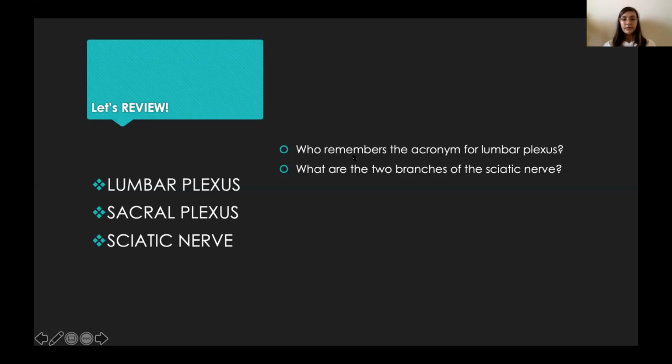The first one is, who remembers the acronym for the lumbar plexus? And then what are the two main branches off of the sciatic nerve? So you can pause and think about this before I show you guys the answers.